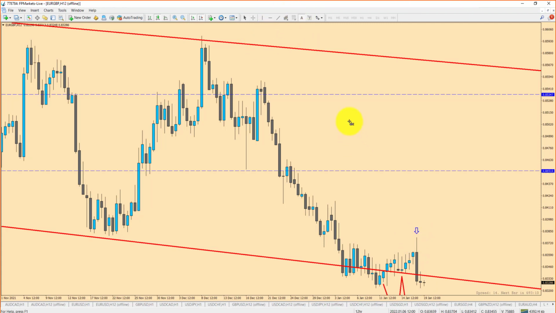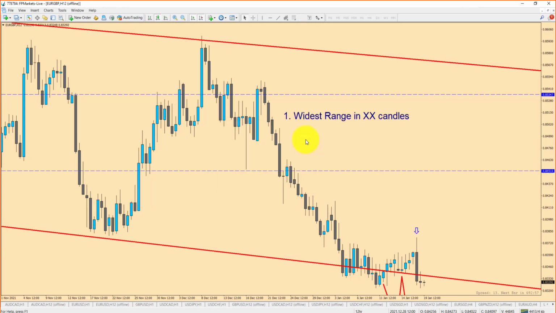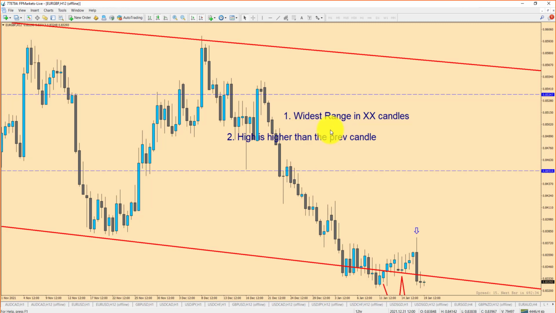But this big shadow, so big shadow rules are as follows. We look for the biggest candle we've seen in a while. So the biggest candle in the last 5 candles, 10 candles, something like that, right? And what I mean is the widest range, the widest range in X number of candles, whatever that is. Then it has to take out the high and the low, not the open and the close. The high is higher than the previous candle. Likewise, the low is lower than the previous candle.